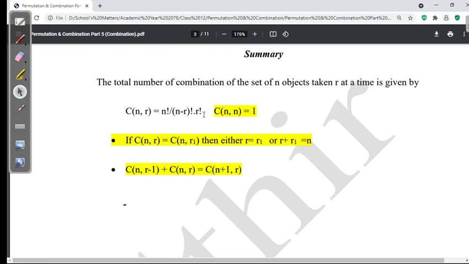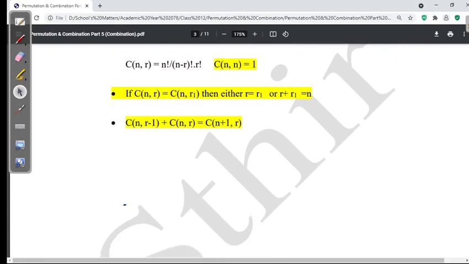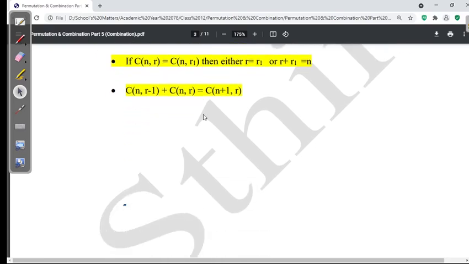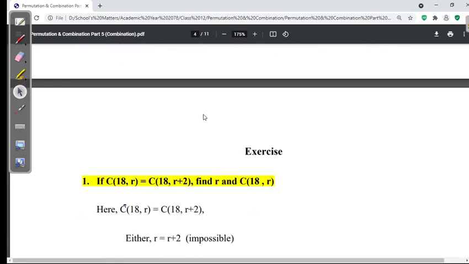If nCr equals nCr1, then r equals r1, or r plus r1 equals n, that we use. And nCr minus 1 plus nCr, you can interchange their position, that will be (n plus 1)Cr. This we have discussed.